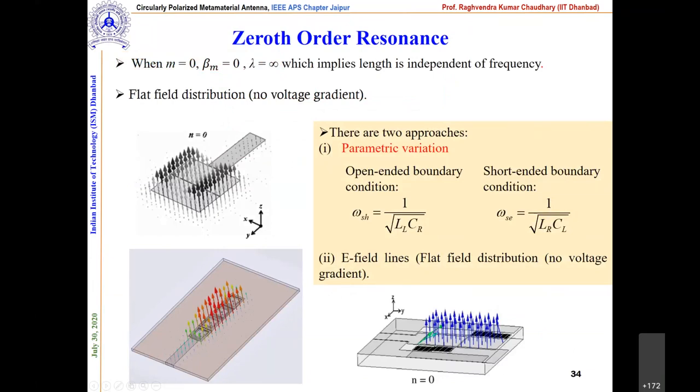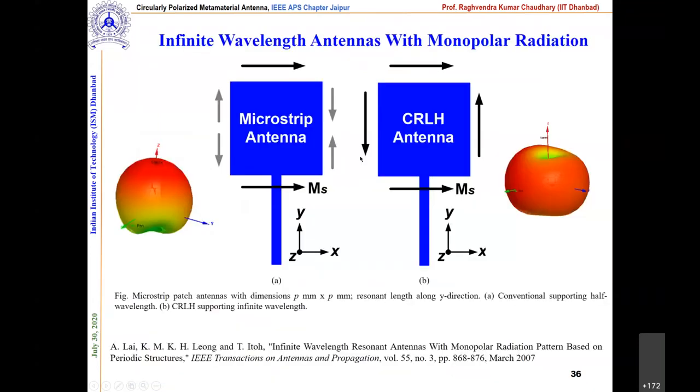Mainly, the ZOR will provide your omnidirectional radiation pattern. The idea is quite clear: if you compare with the patch antenna, only two sides contribute to the far field. On the other hand, in the CRLH antenna, all sides contribute. It means a circulating magnetic surface current, and you are getting the radiation pattern like this.